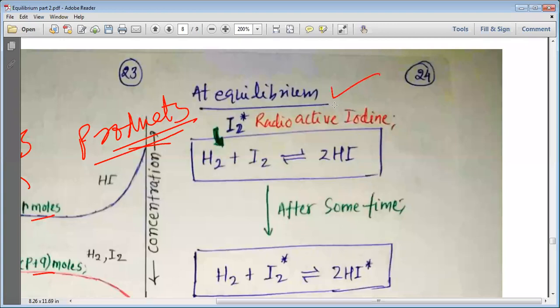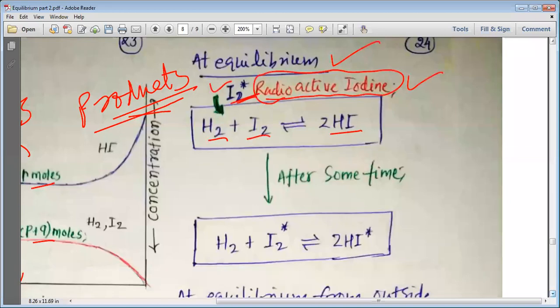Now what happens, my dear students, at equilibrium, if we introduce some radioactive iodine? There is an equilibrium established between H2, I2 and 2HI, and from outside we introduce radioactive iodine into the equilibrium. After some time, when we measure, we find that the iodine present on the reactant side has some of the radioactive iodine with it.